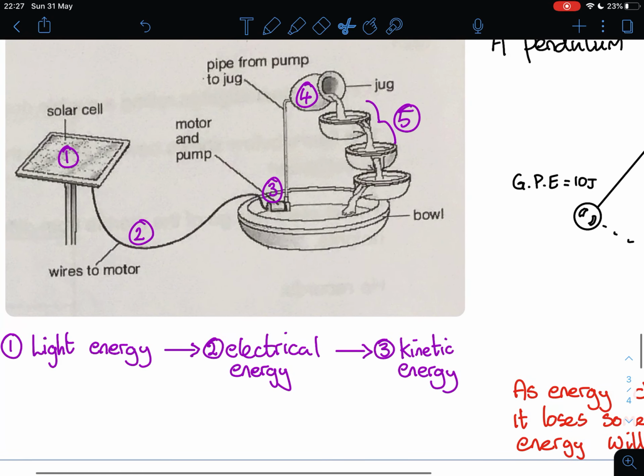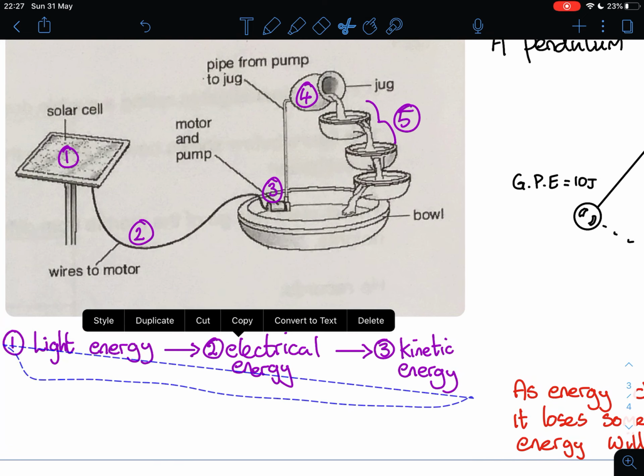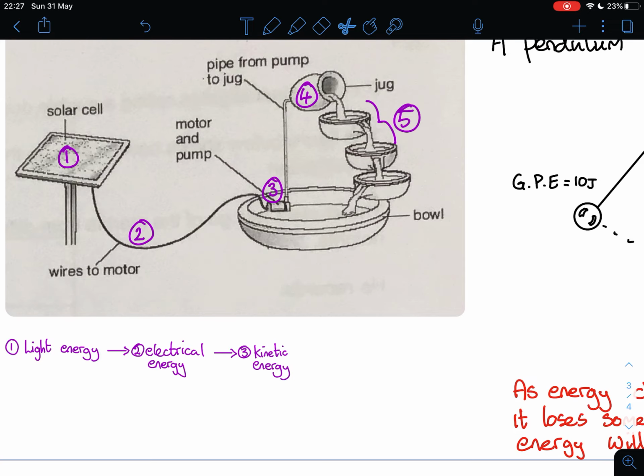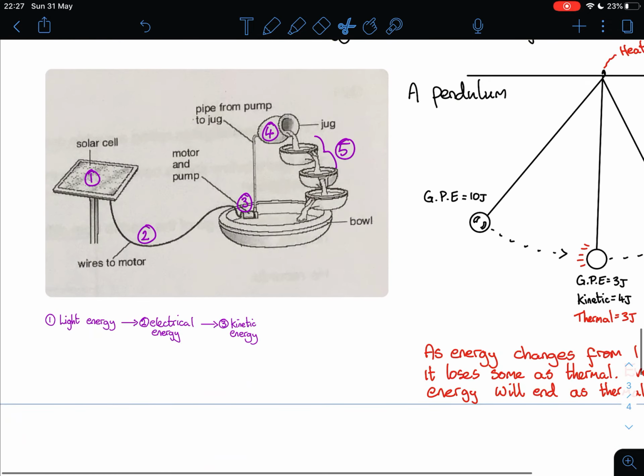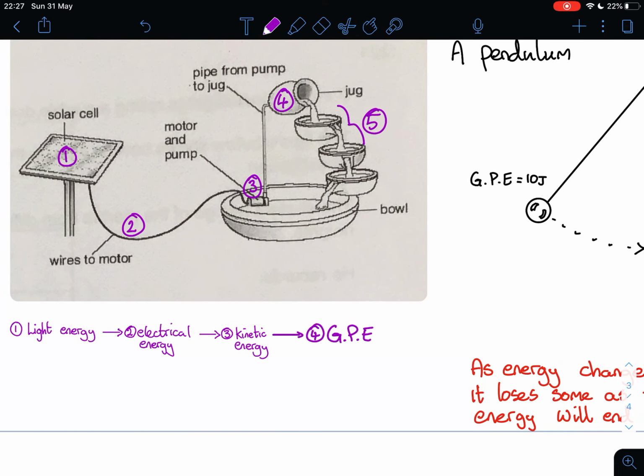Okay, let me shrink my writing so I can fit the rest in. Try that again. There we go. So shrink it. What's going on next? It goes up to the jug. So number 4. Number 4, it becomes GPE because it's up off the ground. So that's where the energy has now gone into GPE.